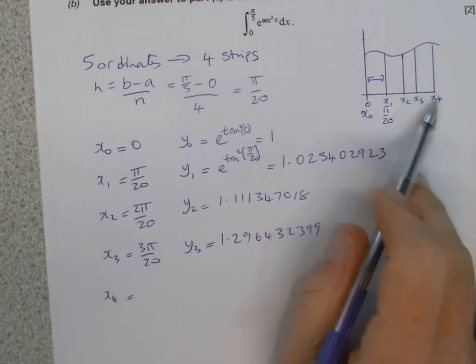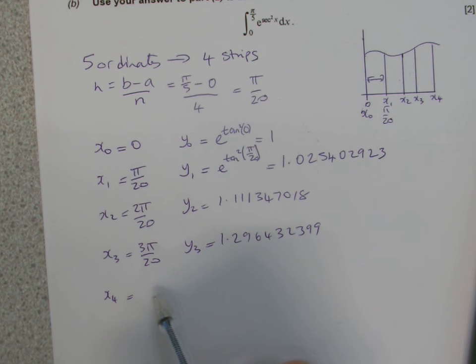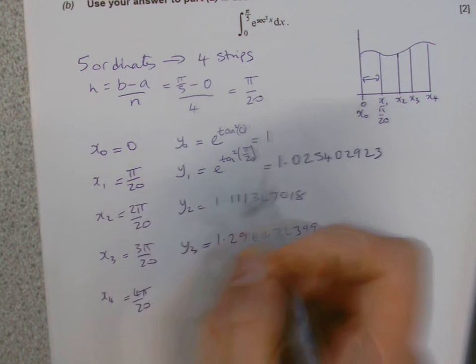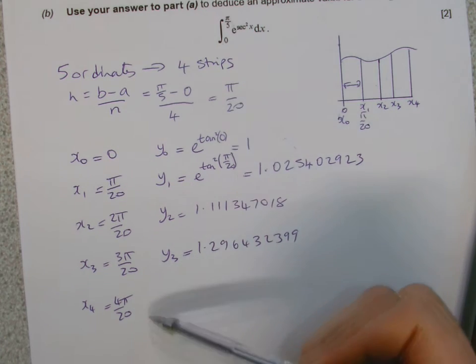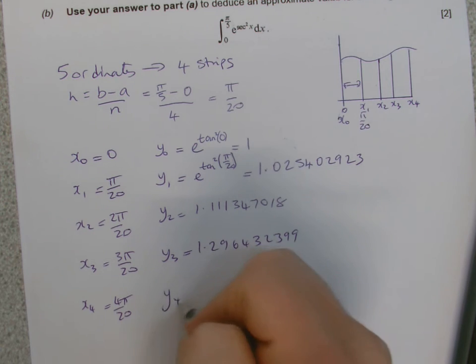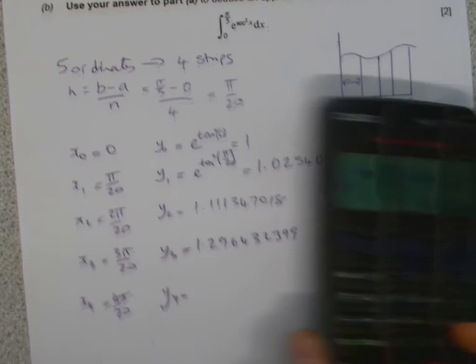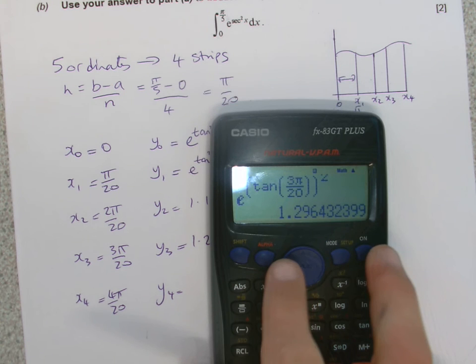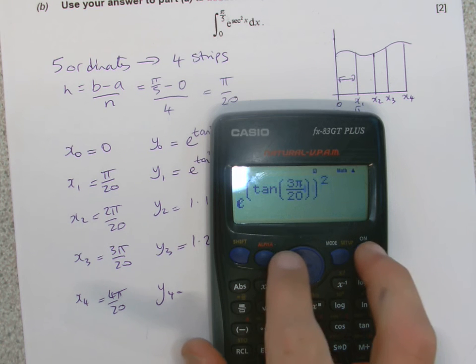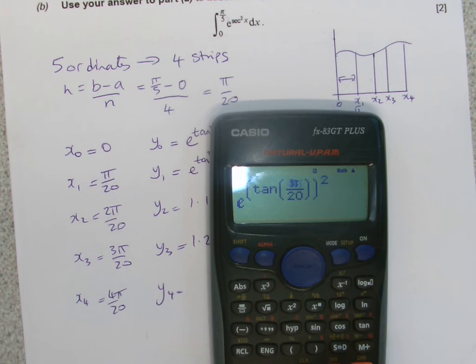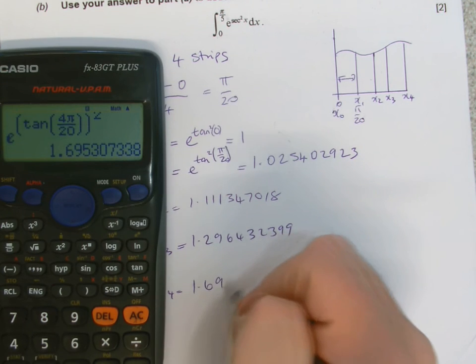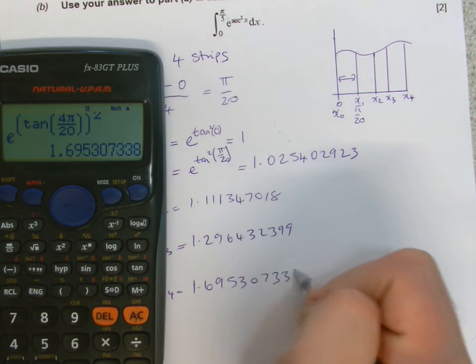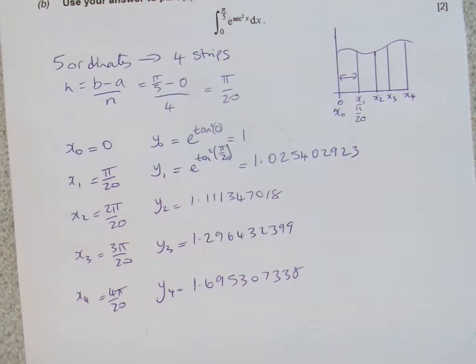If you think about it here, my last one, that will be 4 pi over 20, and of course 4 pi over 20 is pi over 5, isn't it? Because that would simplify. All right. So you've got to the end there. Now I can leave it as 4 pi over 20. There's no harm. Let's go back here, change this then to 4 pi over 20, and I get 1.695307338. Okay. So I've got all my y values out.